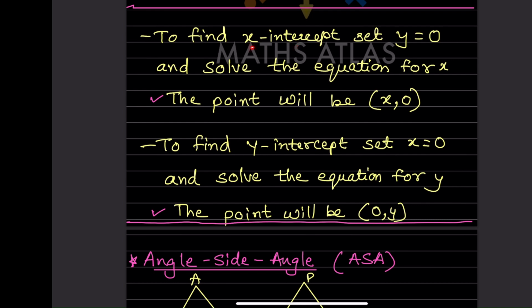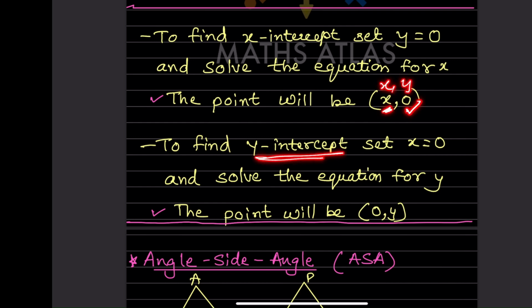And here you have to see the points. To find the x-intercept, whenever there are problems based on it, you have to take y as 0 and then solve the equation for x. The x-intercept means y is 0. So you know this is x and this is y. Here you put 0, and here you will get something that will be x. So we write it as x and 0.